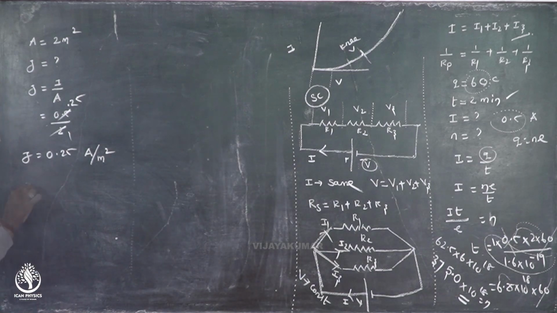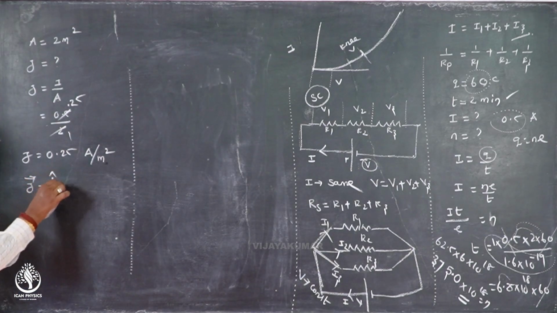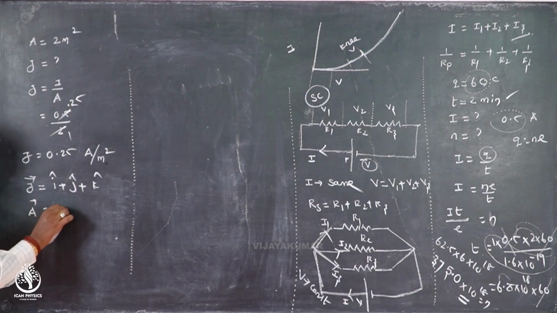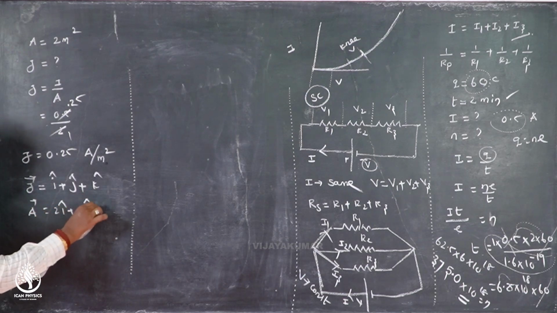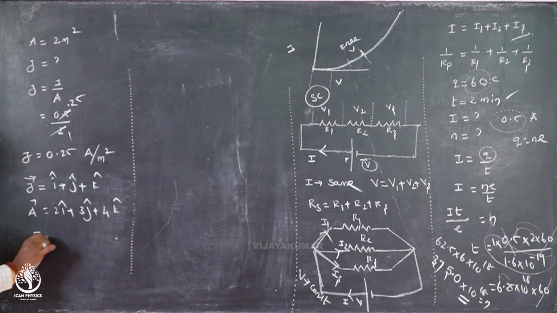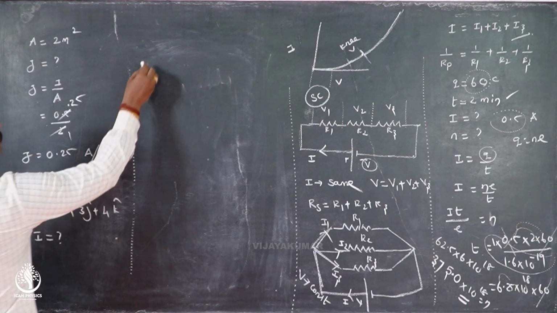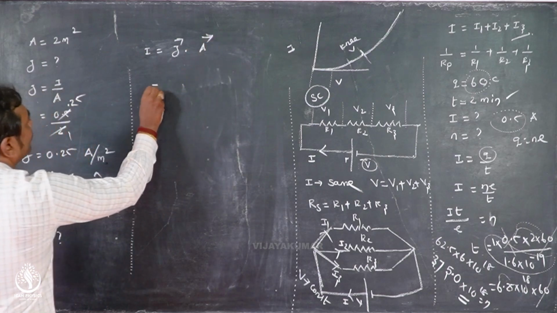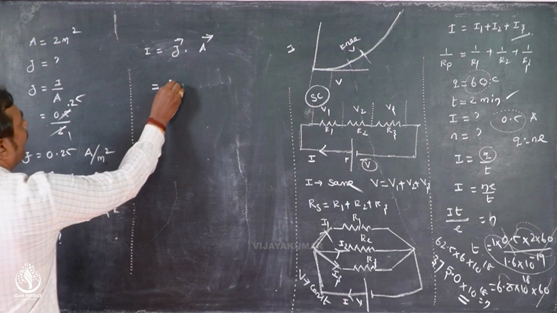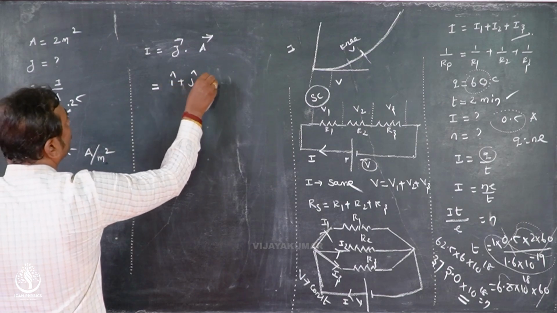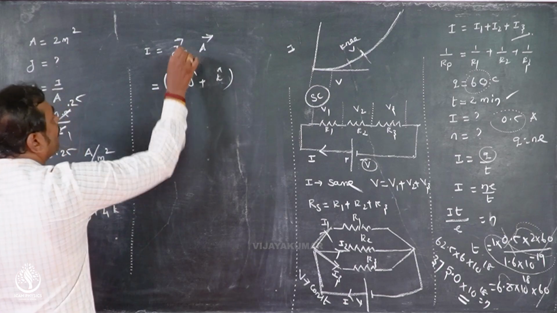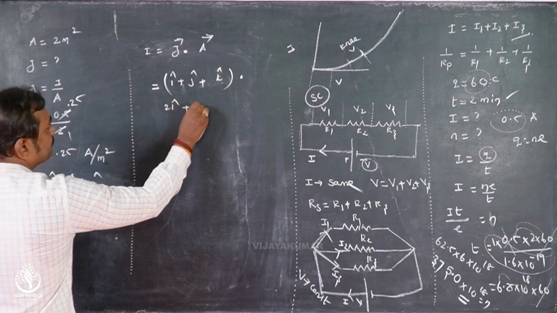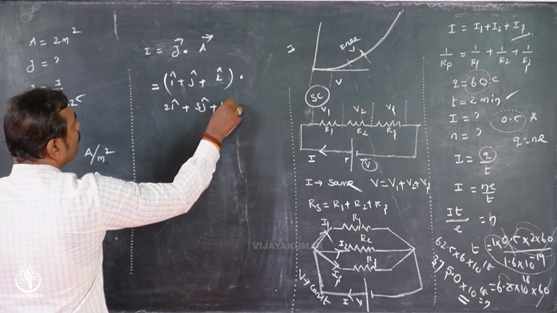Now J vector equal to i cap plus j cap plus k cap. A vector equal to 2 i cap plus 3 j cap plus 4 k cap. Then calculate the value of current. Okay. So I equal to J vector dot A vector. Now what is the value of J? i cap plus j cap plus k cap. Now dot product with A, 2 i cap plus 3 j cap plus 4 k cap.